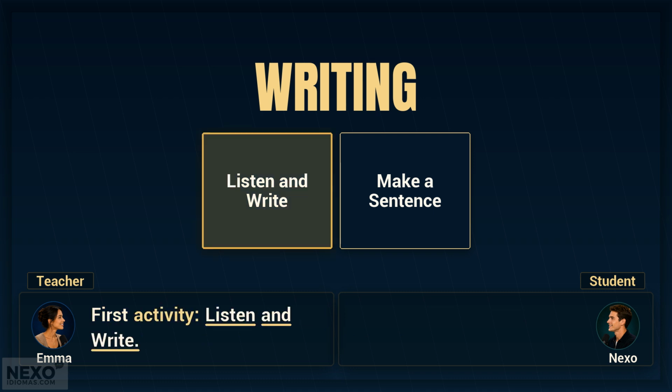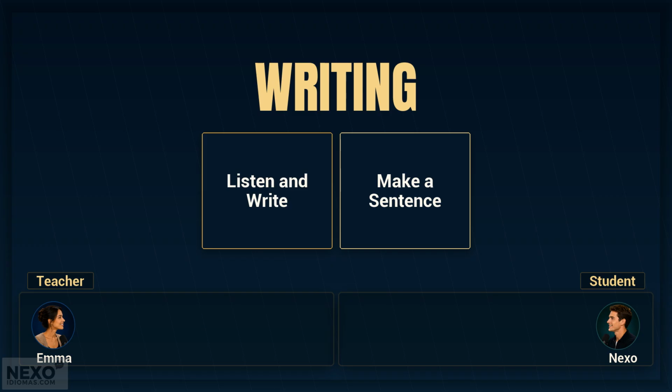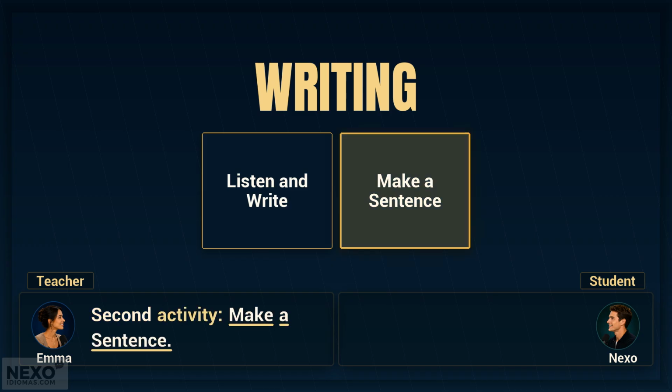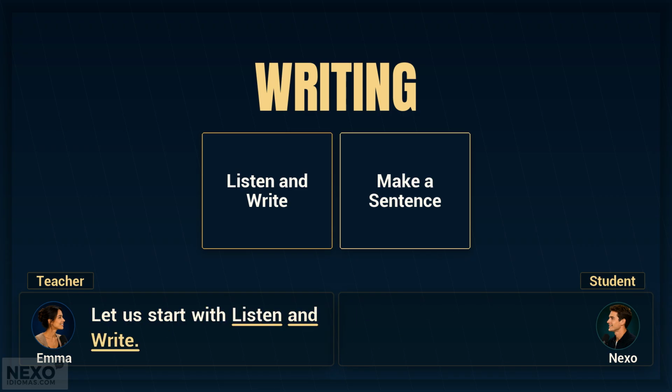First activity, listen and write. You will hear a short text and write the words you hear. Second activity, make a sentence. You will build simple sentences with small object words. I like writing short sentences. Excellent. Let us start with listen and write.